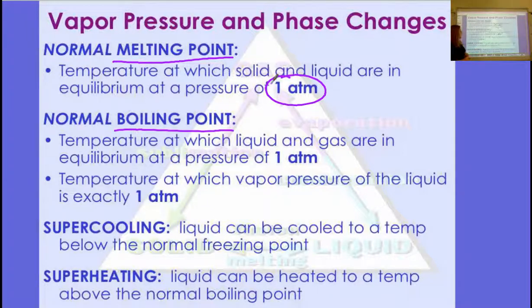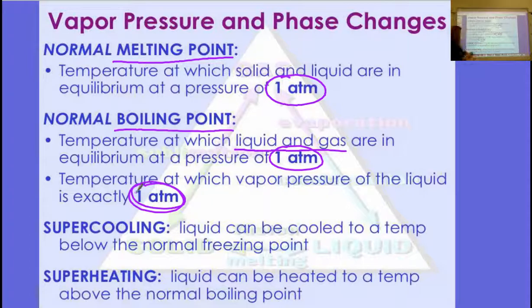Same thing with the normal boiling point. Normal boiling point is where you have both a liquid and a gas at the same time, always at 1 atmosphere. Standard pressure. The temperature at which vapor pressure of the liquid has to be 1 atm. So vapor pressure, boiling point, that balance between liquid and gas phase. So I have part liquid phase, part gas phase.